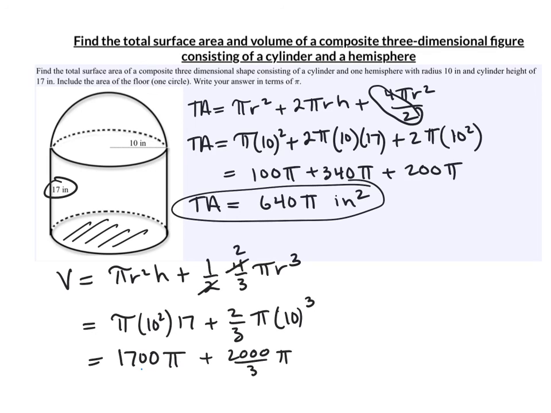Because of the messy fractions here, though, I'm allowing you to round to the nearest tenth. So let's put this in the calculator. This to the nearest tenth ends up being 7,435.1 cubic inches.